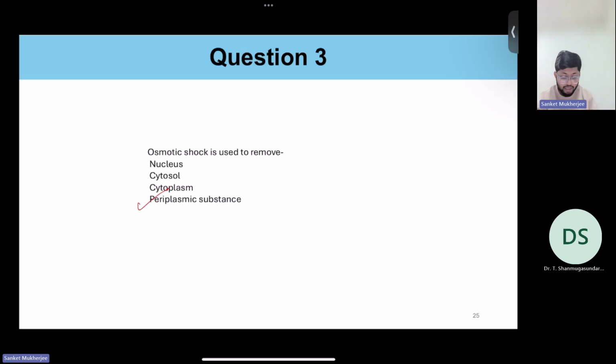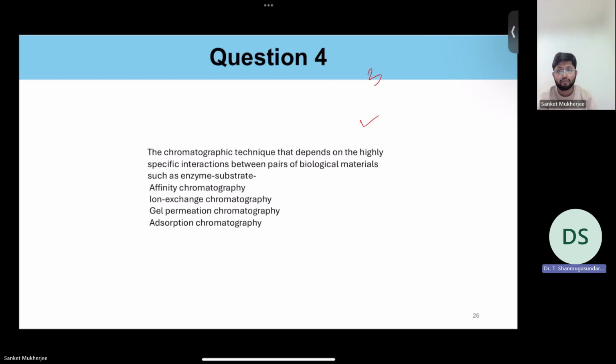The chromatographic technique that depends on highly specific interaction between pairs of biological materials such as enzyme substrate is affinity chromatography, ion exchange chromatography, gel permeation chromatography, or adsorption chromatography. Adsorption chromatography. If we are talking about very specific interactions, let's say enzyme and substrate, or antibody and its corresponding antigen, it comes under affinity chromatography. Actually, you're right, adsorption chromatography is the broad umbrella term which includes affinity chromatography as well as ion exchange chromatography. But when we are specifically talking about specific interactions, it means affinity chromatography. So it is a little bit confusing question, although your answer is also correct.